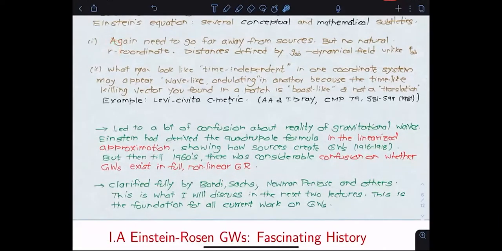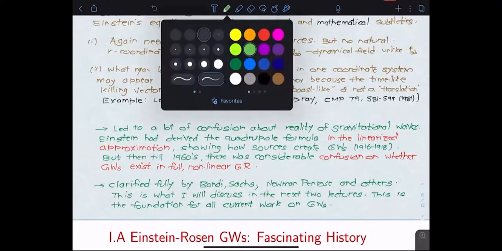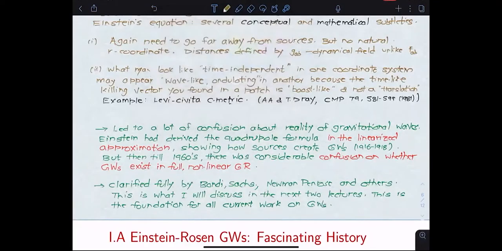And then secondly, what may look like a time-dependent solution or time-independent solution in one coordinate system may appear a wave-like or undulating solution in another coordinate system, because, for example, there may be a time-like Killing vector field in one patch of space-time, but it really is like a boost Killing vector field and not a time translation.